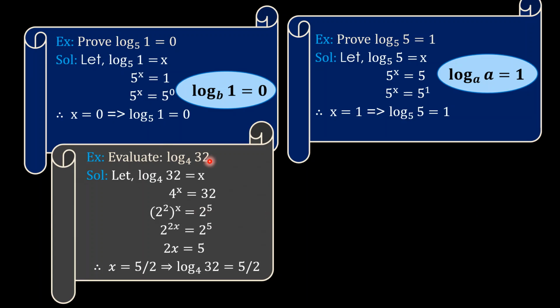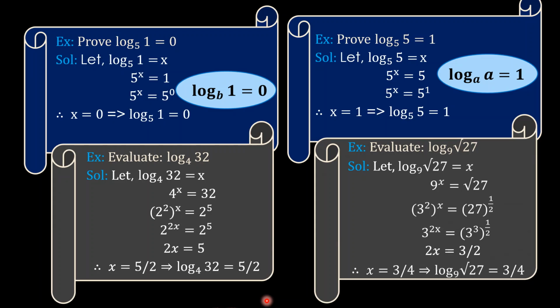Evaluate log 32 to the base 4. Let log 32 to the base 4 equal to x. So if we convert it into exponent form, 4 to the power x equal to 32, or 4 means 2 square, to the power x equal to 2 to the power 5. So 2 to the power 2x equal to 2 to the power 5. Both bases are 2, that's why 2x equal to 5, x equal to 5 over 2, which means log 32 to the base 4 equal to 5 over 2.